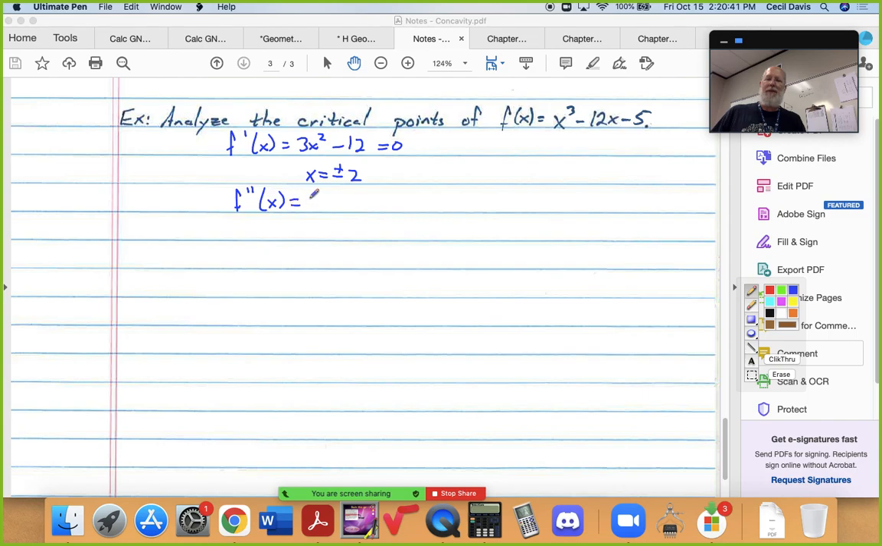Take the second derivative. That's 6x. f double prime of 2 is 12. That's greater than 0. Therefore, f of 2 is a local minimum. And f double prime at negative 2 is negative 12. That's negative. Therefore, f of negative 2 is a local maximum.